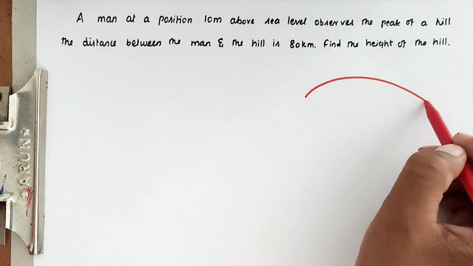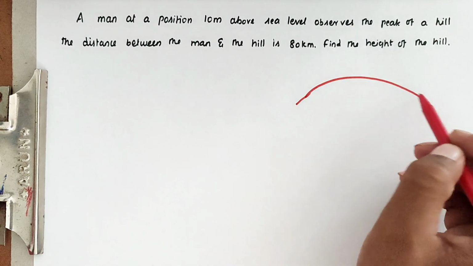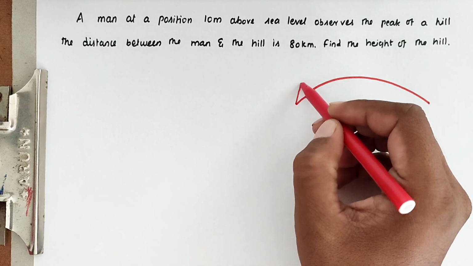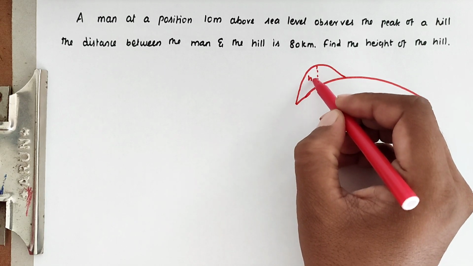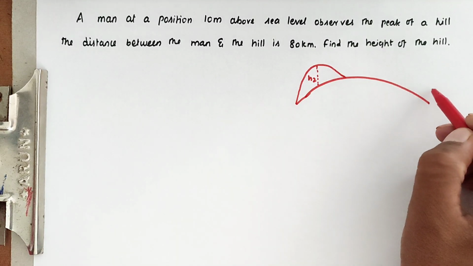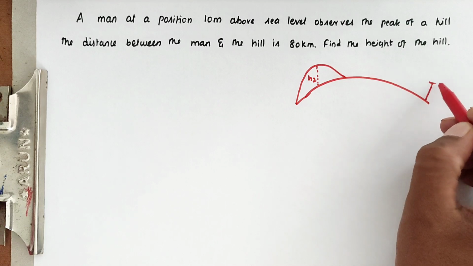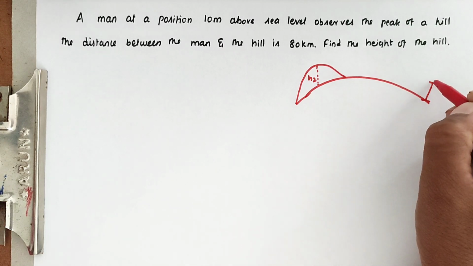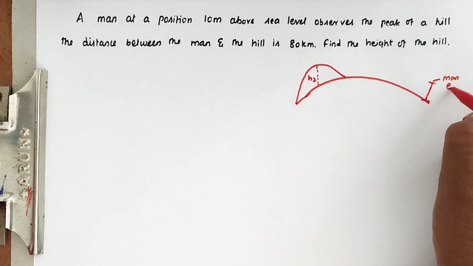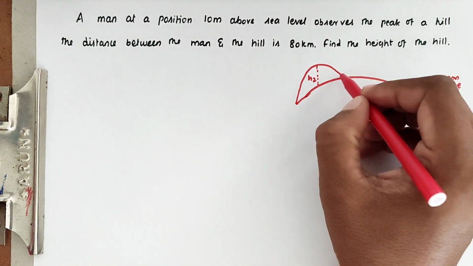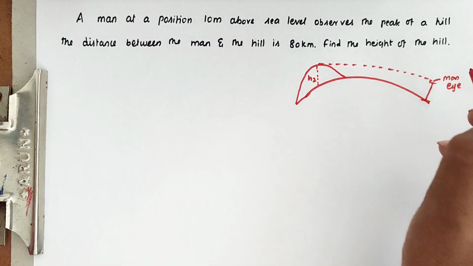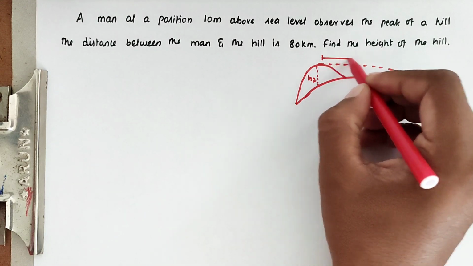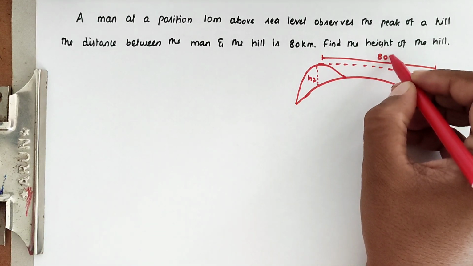Now, there is a terrain over here, and there is a hill. This is the peak of the hill, and the peak of the hill is H2. Then the man is standing here. This is the man's line of sight to the hill. So the man's eyes are here, and this is the distance. The distance between the man and the hill is 80 kilometers.